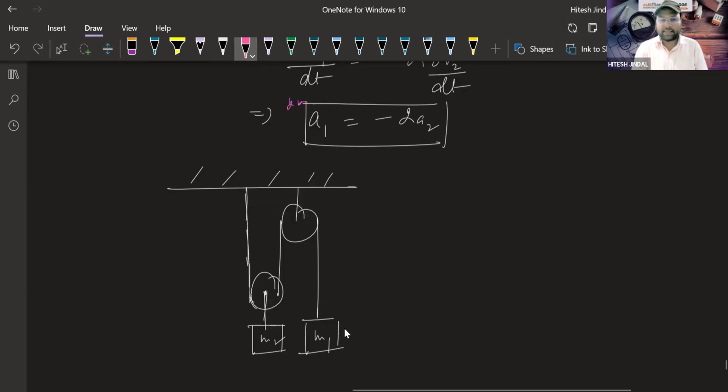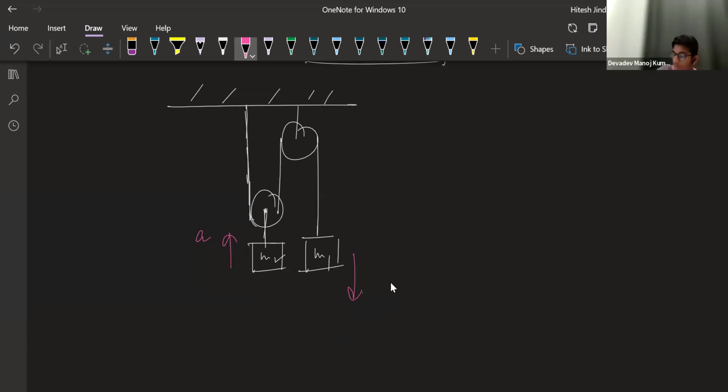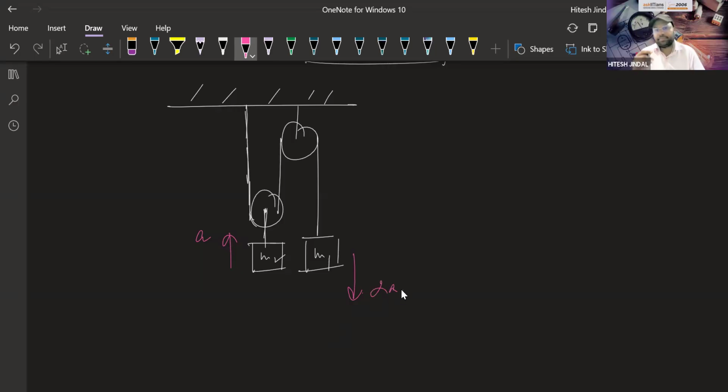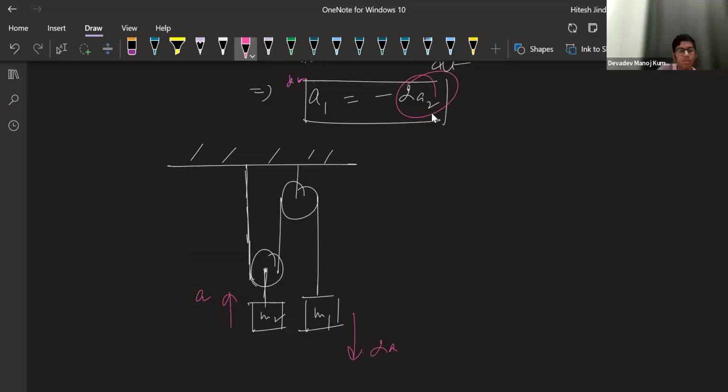So tell me, if the acceleration of m2 is a upwards, what is the acceleration of m1 downwards? How much will it be? 2a. A1 is equal to twice of a2, right? So if the acceleration of m2 is a upward, the acceleration of m1 will be 2a downward. Okay.